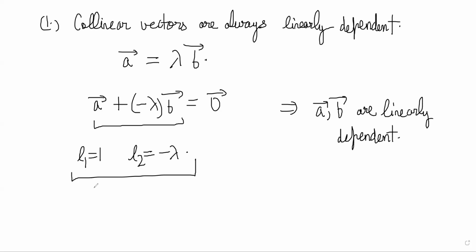So that is the first idea. Collinear vectors are also linearly dependent. Then you can say coplanar vectors are also linearly dependent.